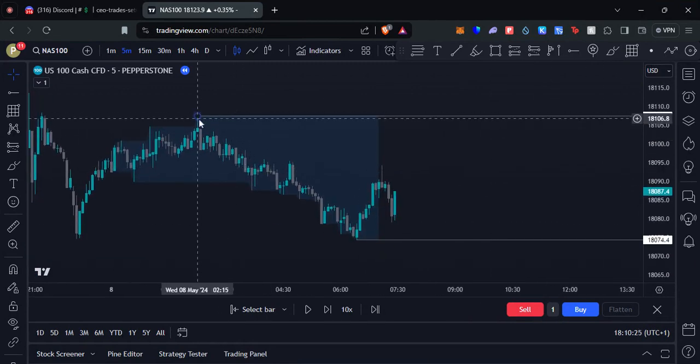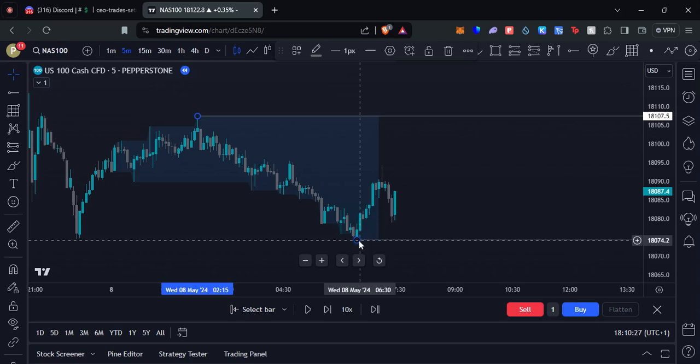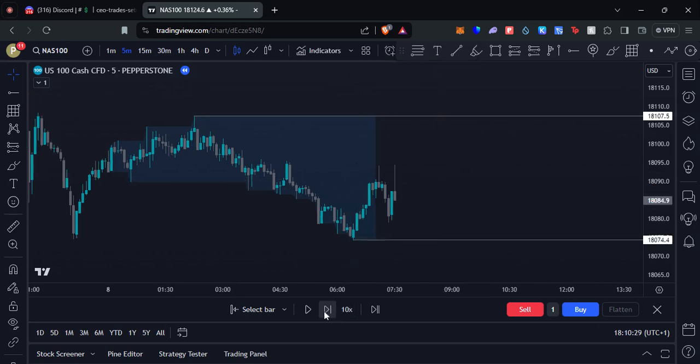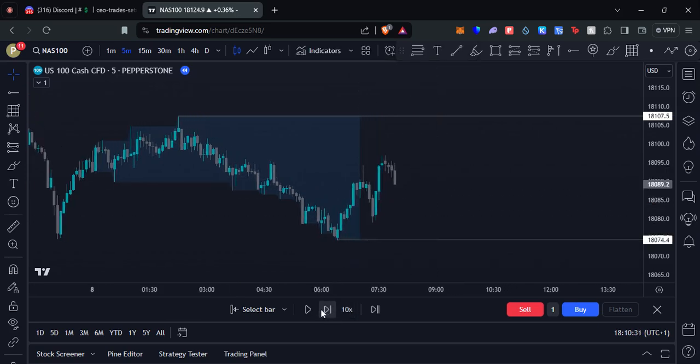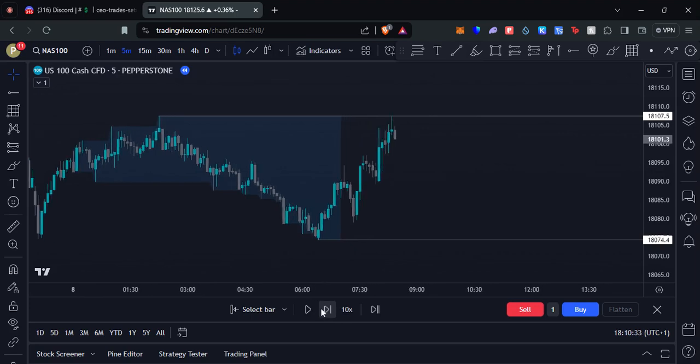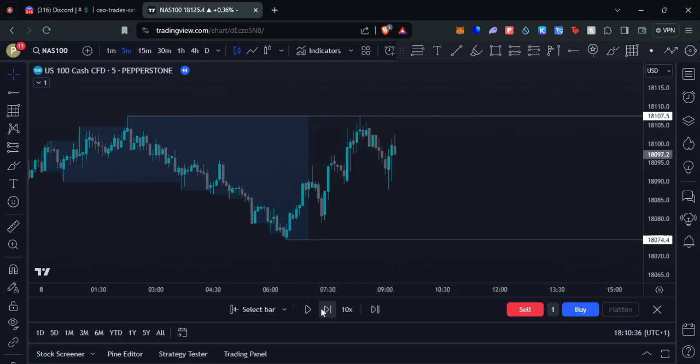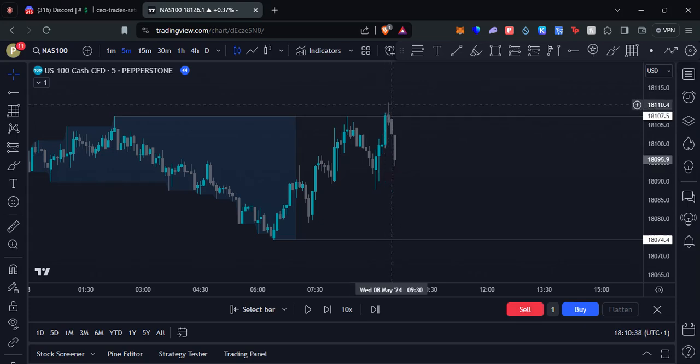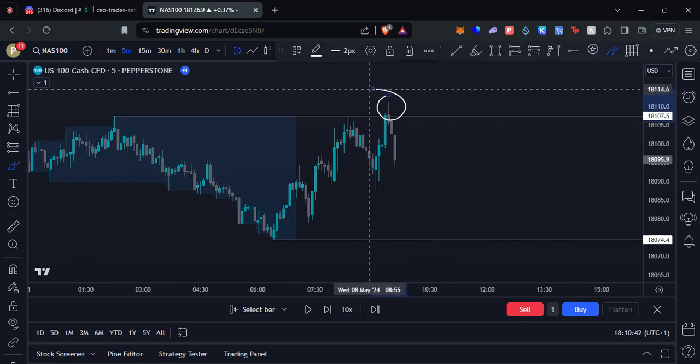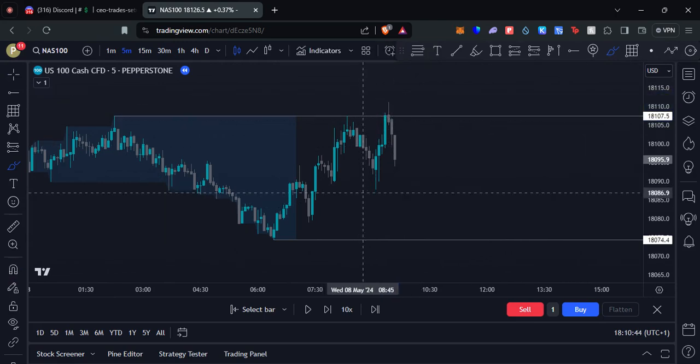Once we've identified our Asia session high and our Asia session low, we then play price on and wait for a sweep of either side. Now, as we can see right here, we get a nice sweep of the Asia highs. As soon as we get a sweep of the Asia high like this, we then identify our structural points.